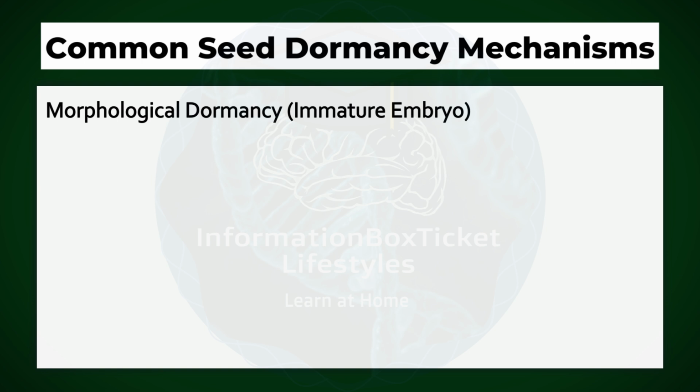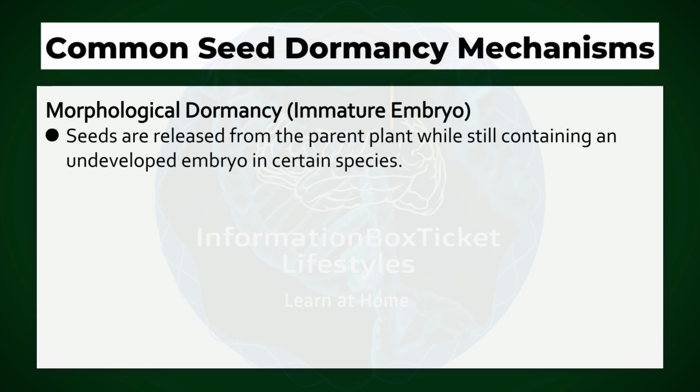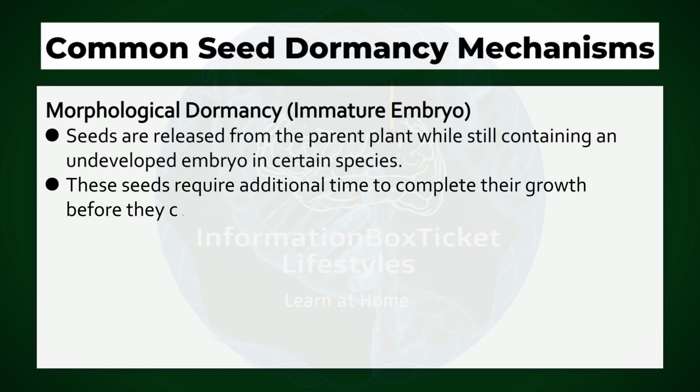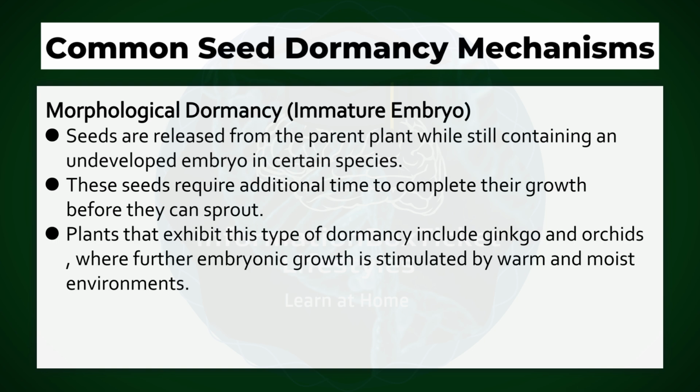Morphological dormancy, immature embryo. Seeds are released from the parent plant while still containing an undeveloped embryo in certain species. These seeds require additional time to complete their growth before they can sprout. Plants that exhibit this type of dormancy include ginkgo and orchids, where further embryonic growth is stimulated by warm and moist environments.